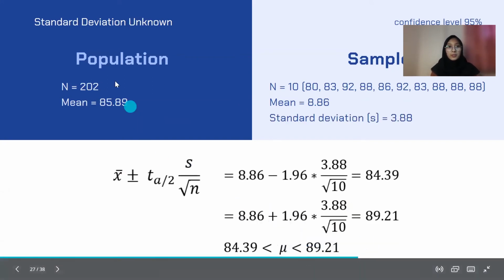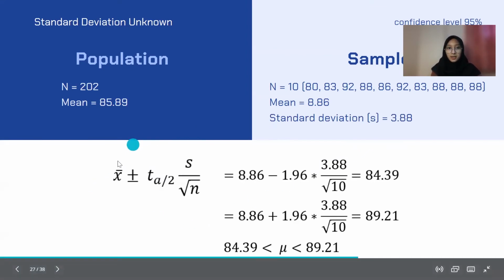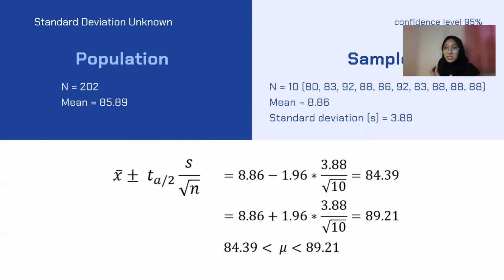And how about if we don't know the standard deviation of the population, but we know the standard deviation of the samples? We use the second formula. Well, it is actually the same. The z or the t is the same critical value, so just substitute the numbers that we have into the formula.